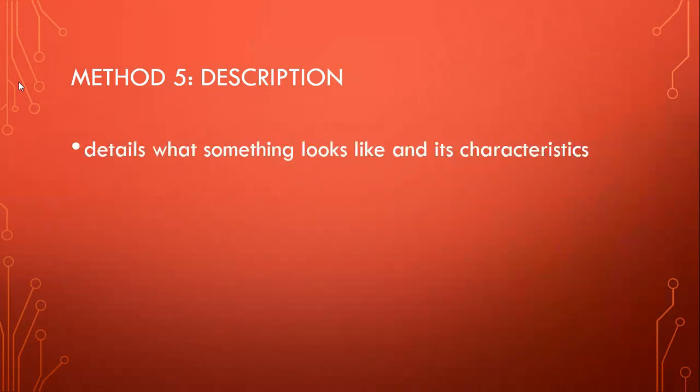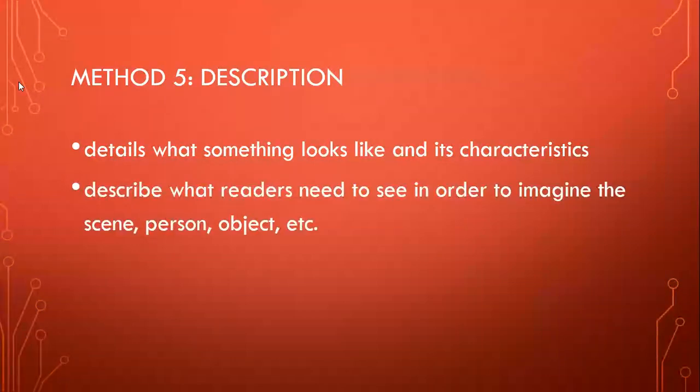And the fifth type is description. It details what something looks like and its characteristics. Again, this is something you're going to see quite a bit in science. It describes what readers need to see in order to imagine the scene, person, object, etc. This sounds a lot like, well, that's creative writing. That goes along with narration. Yeah, but also history, also crime, also, I mean, there are a lot of different types of writing that include description.